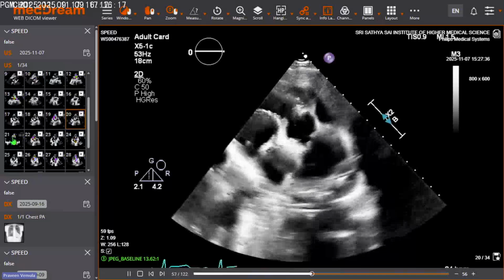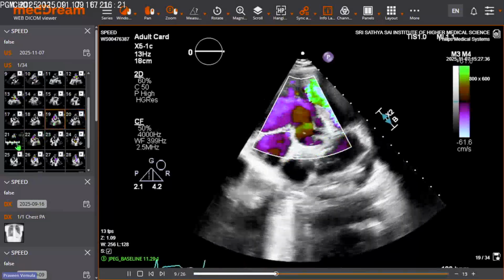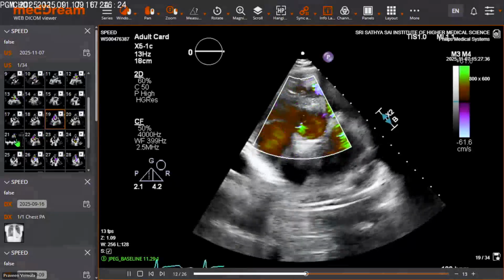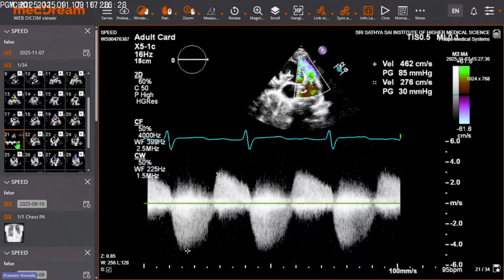Here the RVOT is dilated. Color. Next. So here along the RVOT, they will measure the gradient.